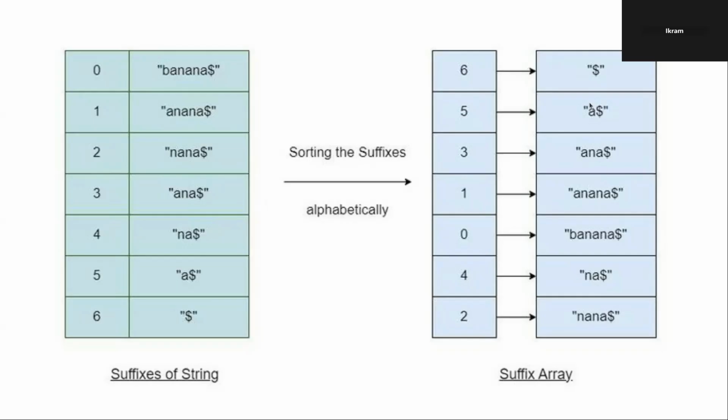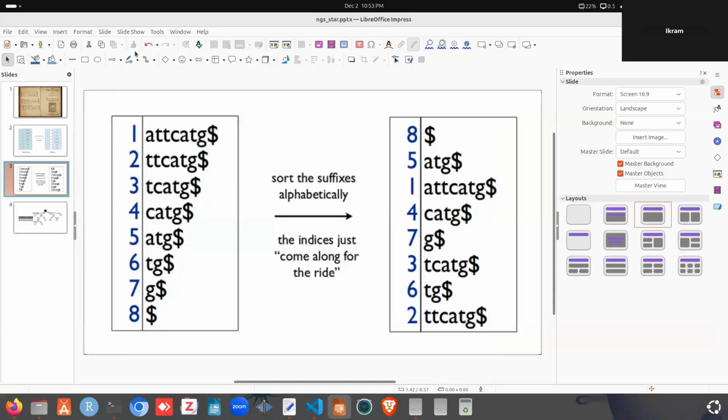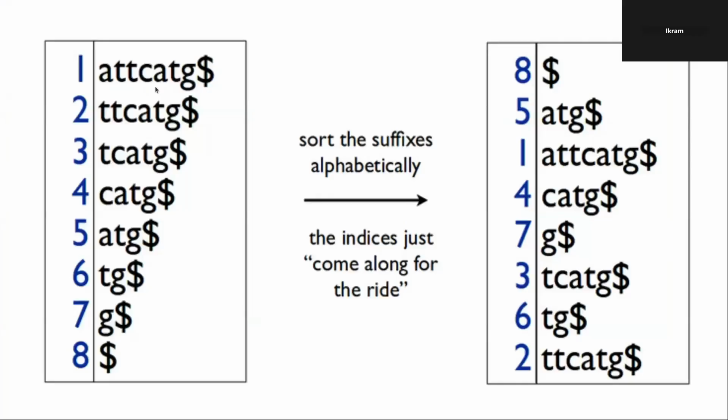In that case, A comes first, and here is the position where A is situated or located, and then A, anna, then anana, banana. These are lexicographically sorted. And after that, when we got this, we can see another example with a DNA sequence.